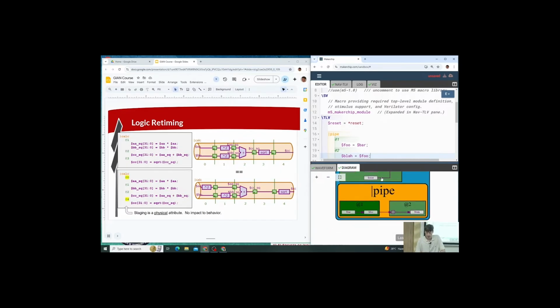So here's my pipeline, right? And my assumption that there's a bar, my assignment of foo, my use of foo, and the flip-flop. So foo, right?